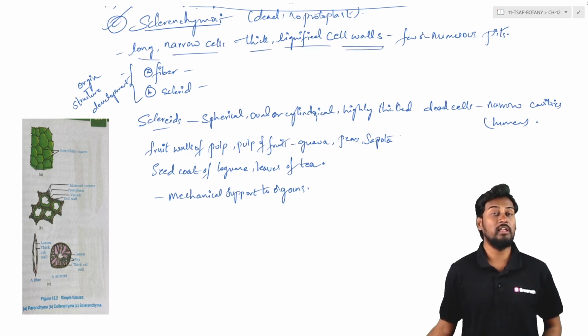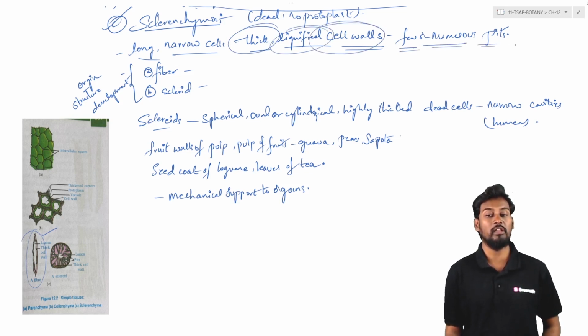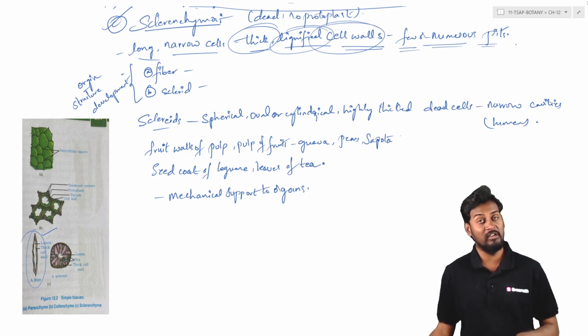So here they are, the ones which are long and narrow. We can see they are generally narrow and long cells consisting of thick lignified cell walls. These are generally consisting of few or numerous pits. Sclerenchyma cells generally make up the dead tissue of the plant because they don't contain the protoplast.